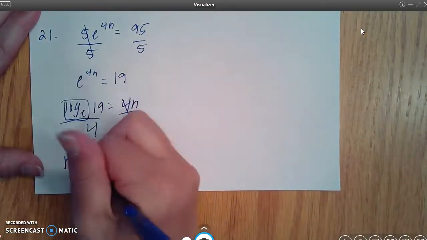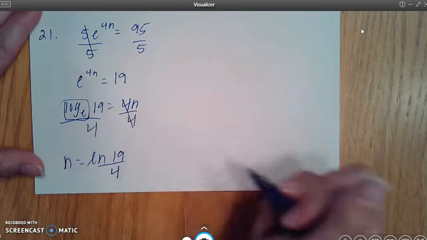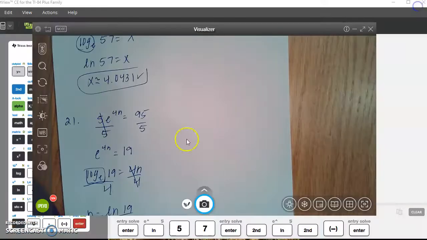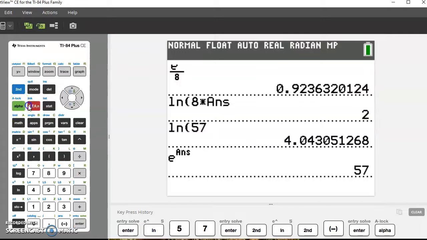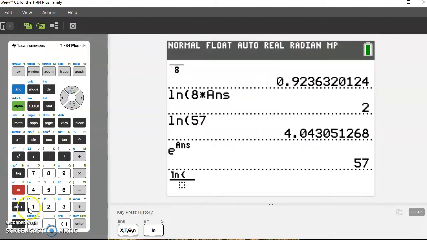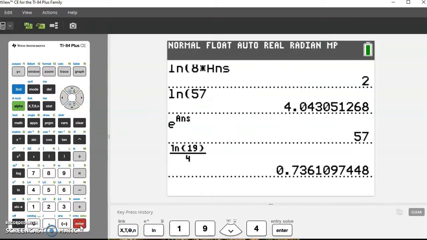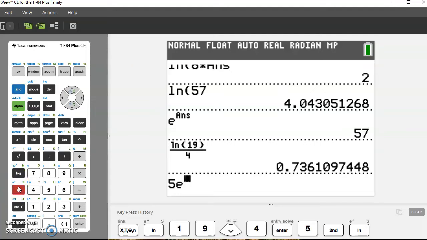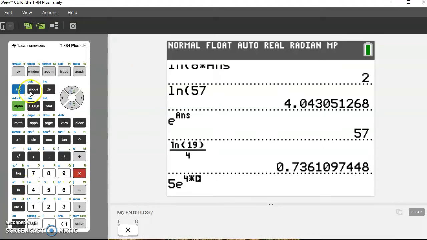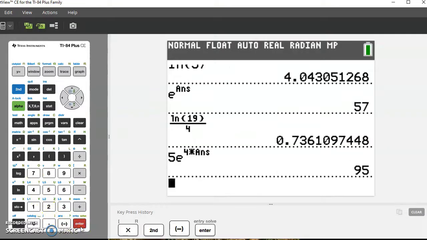I can rewrite my log base e as natural log of 19, divide that by 4, and let's see what my decimal is equal to. So I'm going to go to my calculator, I'll go to alpha x, I'll do natural log of 19, and I'm going to divide that by 4, and I get an answer of n is approximately 0.7361. If I check my answer, I would do 5 second natural log of 4 times my last answer, and I need that to equal 95, which it does. So my final answer is 0.7361.